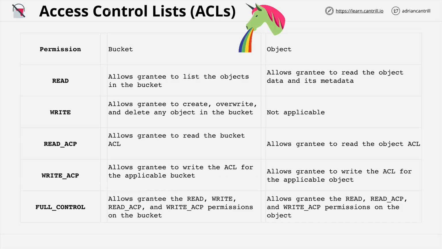There are 5 permissions which can be granted in an ACL: read, write, read ACP, write ACP, and full control. That's it, so it's already significantly less flexible than an identity or a resource policy. What these 5 things do depends on if they're applied to a bucket or an object. Read permissions, for example, on a bucket allow you to list all objects in that bucket, whereas write permissions on a bucket allow the grantee, which is the principal being granted those permissions, the ability to overwrite and delete any object in that bucket. Read permissions on an object allow the grantee just to read the object specifically as well as its metadata.